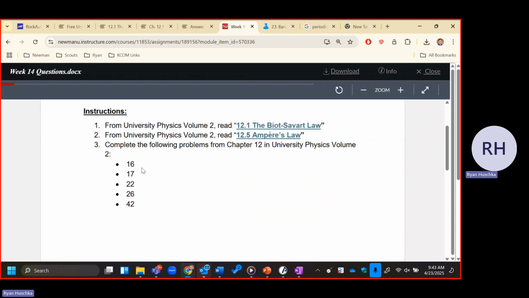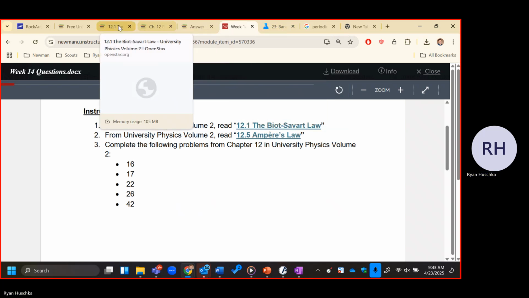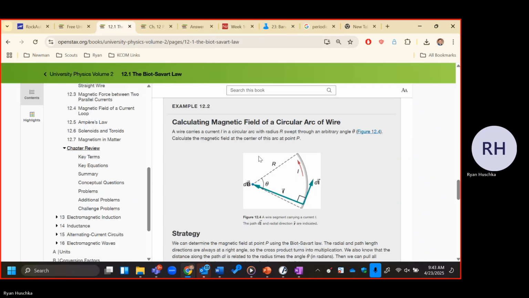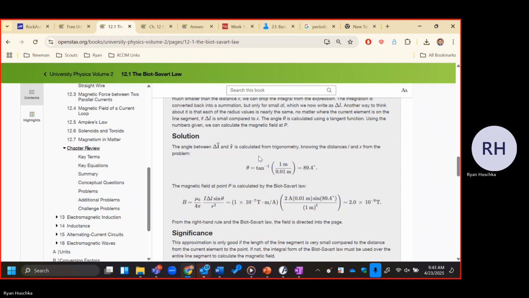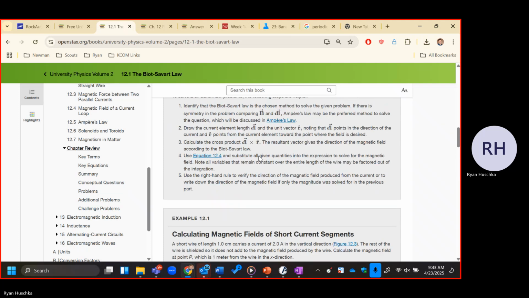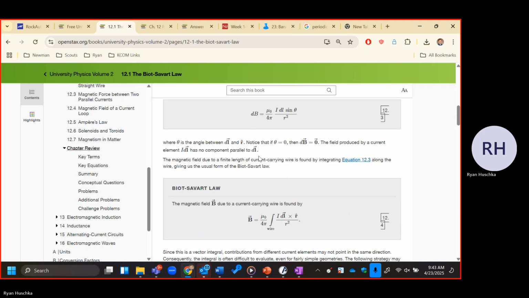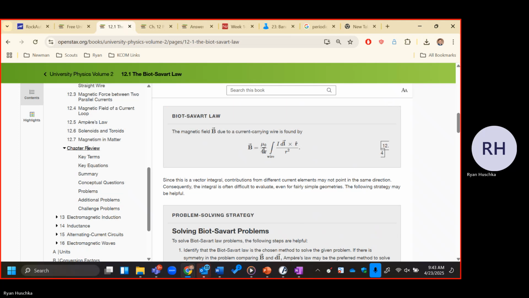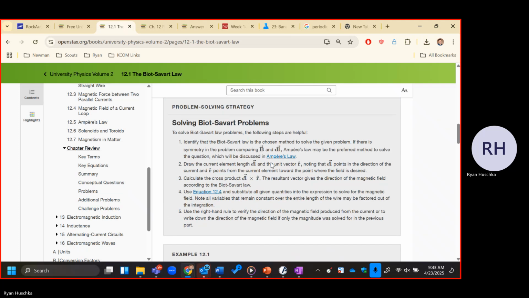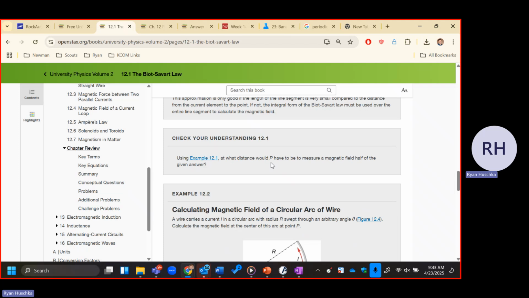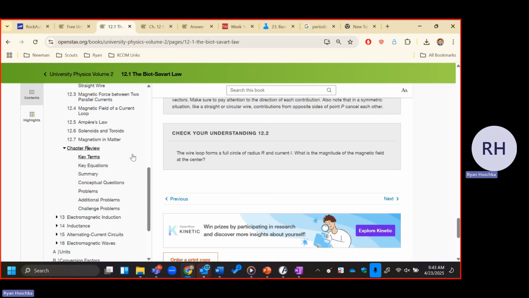I think it's 16 and 17 that deal with the Biot-Savart law. After you work through those two examples, I think you'll be in good shape to do 16 and 17. Short current segments, arc of a wire, excellent.